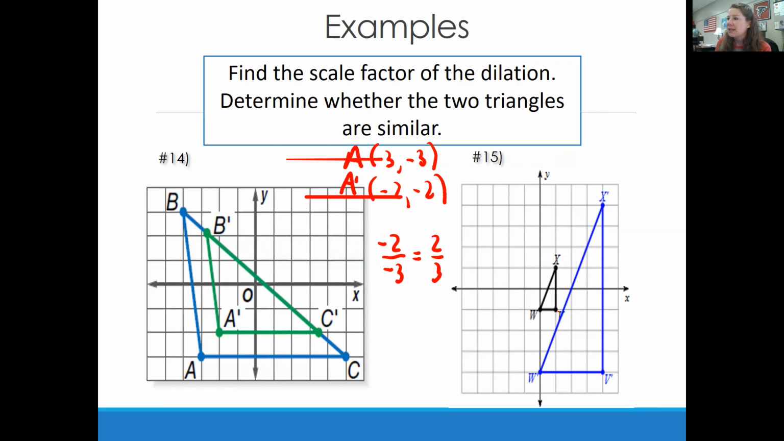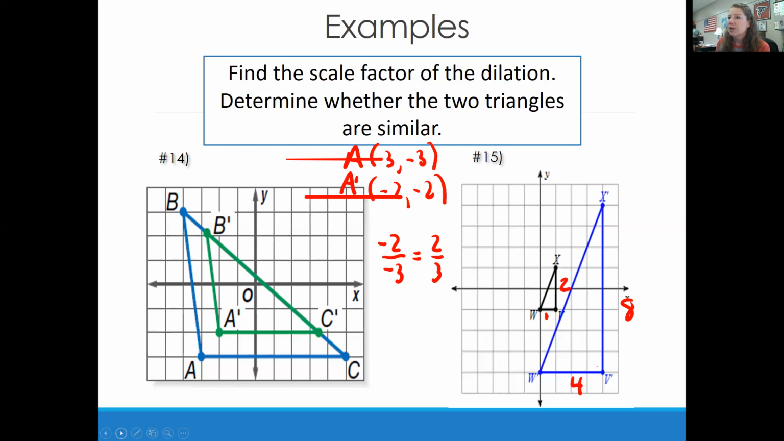What about 15? Well, this side length is 1. That's the original. The image is 1, 2, 3, 4. So what is the scale factor? Is it 4 or 1/4? It's 4 because it's image over original. Make sure all the sides are corresponding. It says to determine whether they're similar. So we're going to do 1, 2, 3, 4, 5, 6, 7, 8 over 1, 2. So 8 over 2 is also equal to 4.